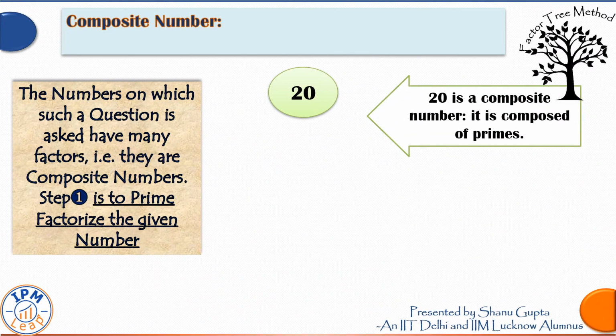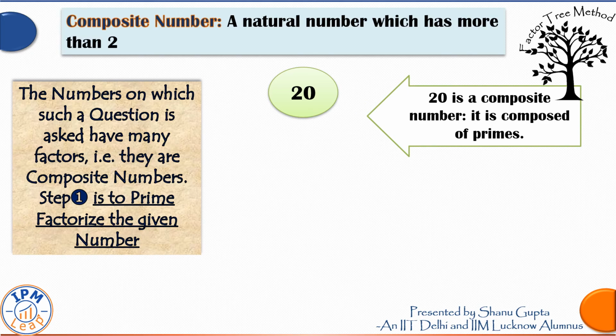Moving on, any natural number which has more than 2 factors is called a composite number. And rest assured, the numbers you will face on this topic will be composite numbers. They will have many factors. A composite number is called so because it is composed of many smaller primes.